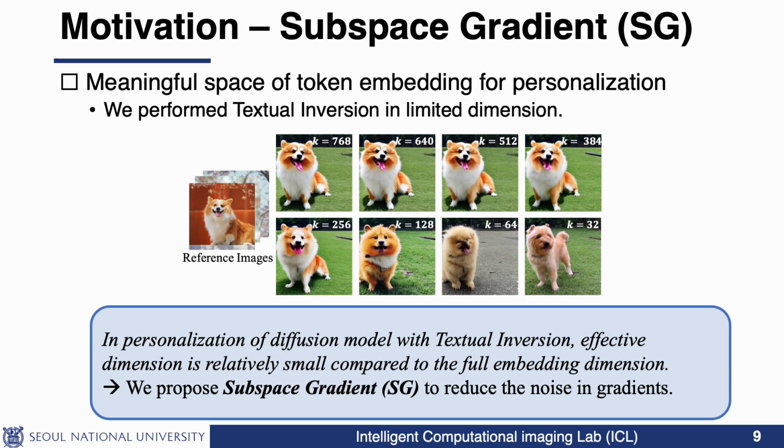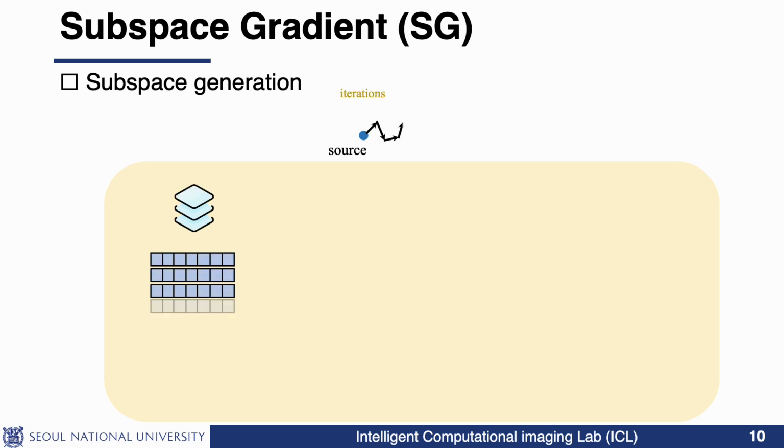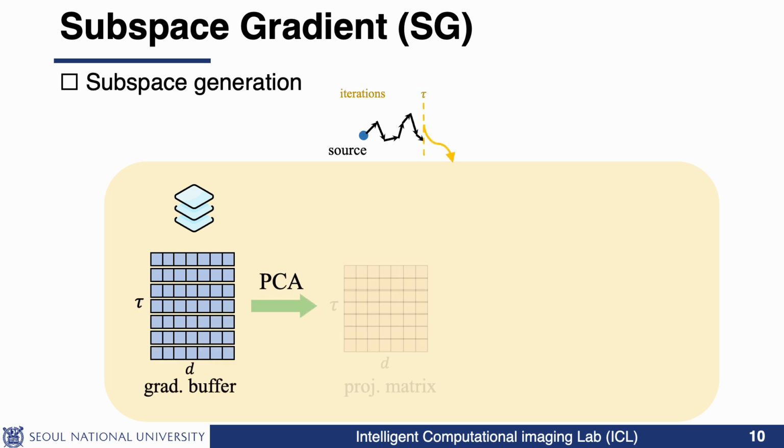Based on this insight, we propose a subspace gradient approach that reduces the noise in the estimated gradients by constraining updates to this more meaningful subspace. We begin by initializing a gradient buffer of length tau. For tau iterations, we store the estimated gradients in this buffer.